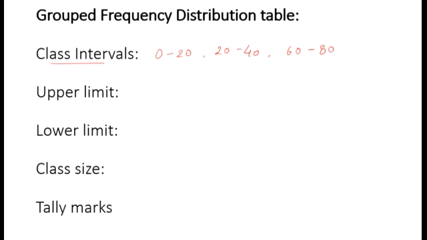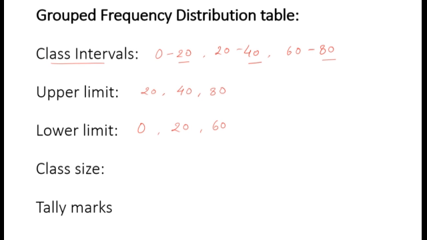Obviously, here we have two values in each case. If I talk about 20, 40 and 60, these values are the upper limits for all the three classes. For the first class it is 20, for the second one it is 40 and for the last one it is 60, as per the given example. Similarly, the left out numbers like 0 in the first case, 20 in the second case and 40 in the last case, these are all the lower limits.